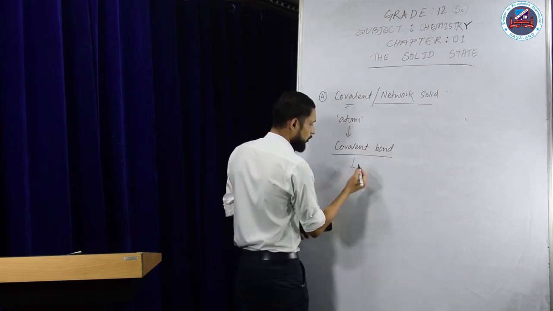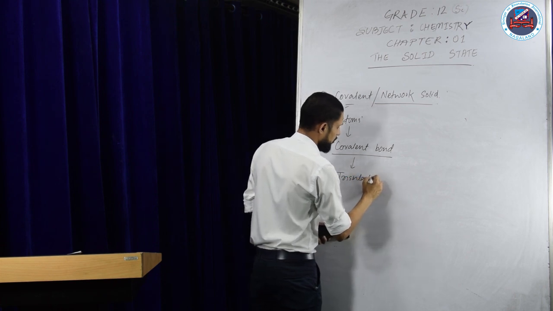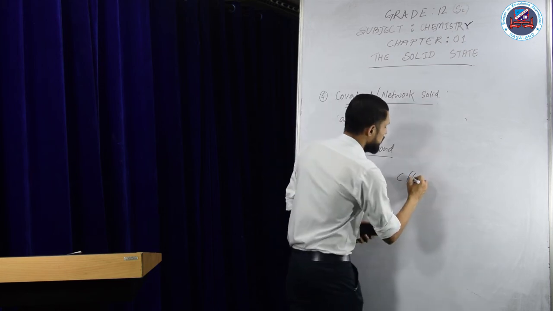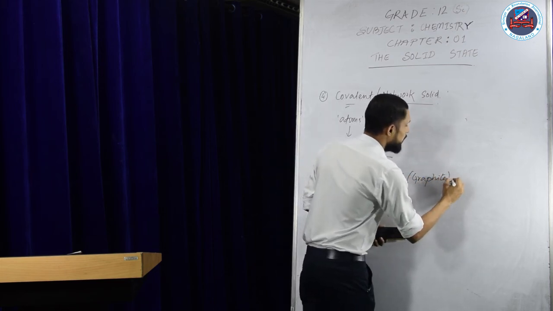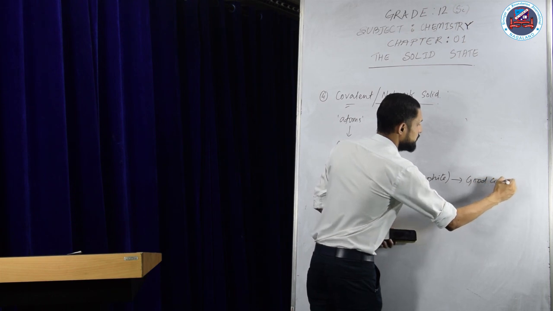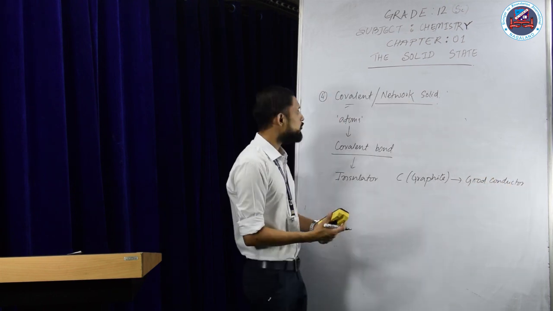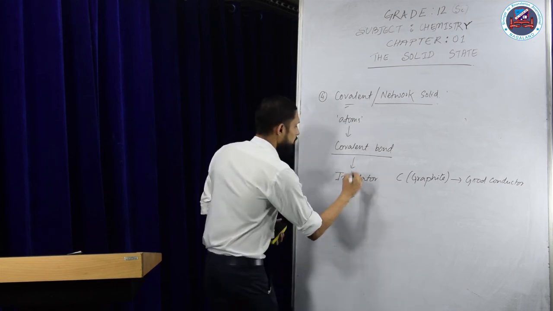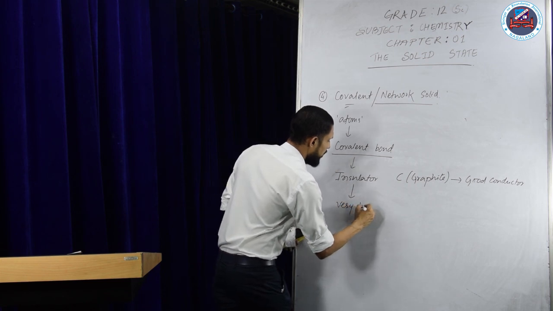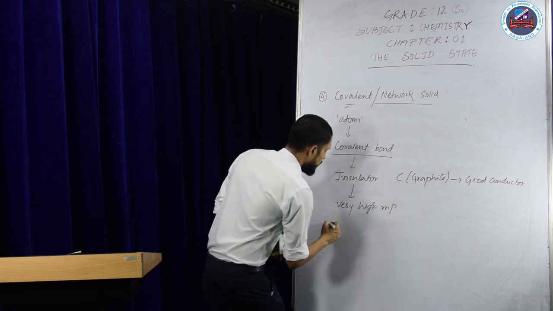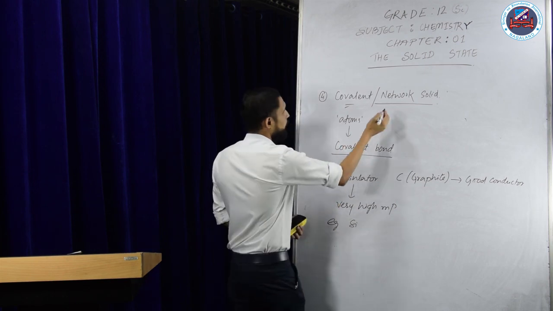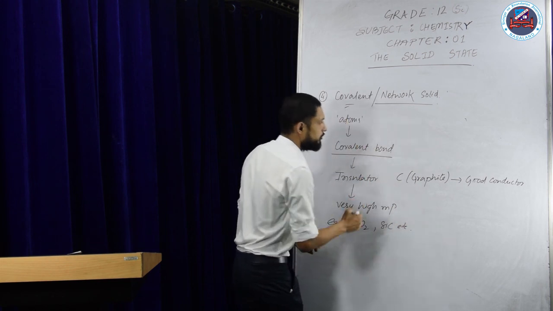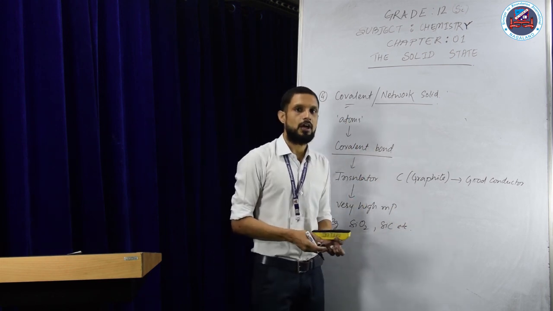They are poor conductors, that means they act as insulators. But there is an exception. If you take graphite, this allotrope of carbon, graphite is a good conductor. Except for graphite, the rest of the covalent or network solids act as insulators. They have very high melting point. You can take examples of covalent or network solids as silicon dioxide, SiO2, silicon carbide, etc. So this is the classification of crystalline solids.